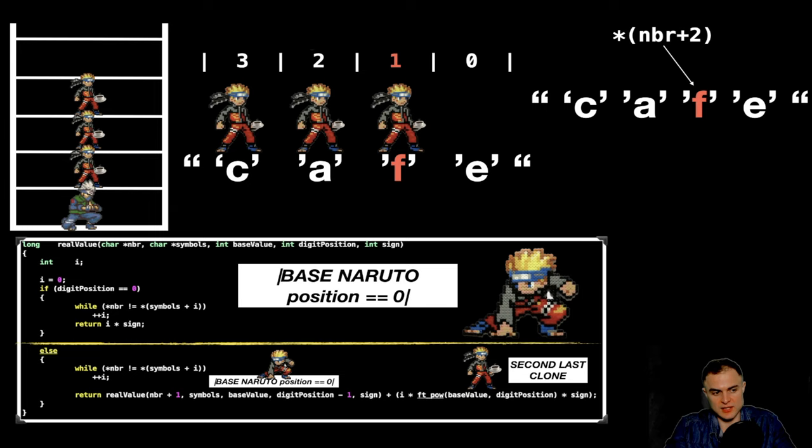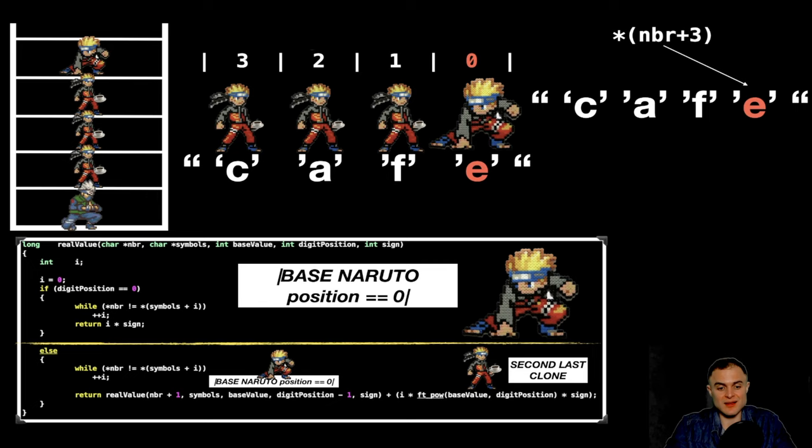You see? Finally, he reached position zero, namely where we have the char E, right? The last char of my string, of my number. Cool. Now what does this base Naruto have to do? Well, it's going to say while at number is different from at symbol plus i. Namely, what is it going to do? Look carefully now.